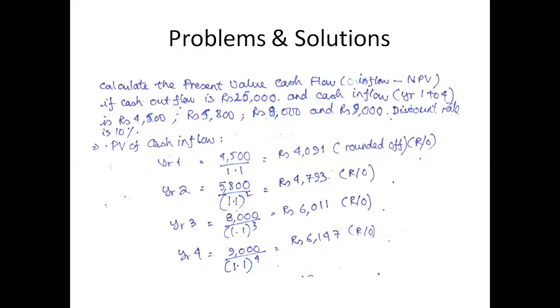This year means the year in which the investment is made. Year 3 is 8,000 divided by 1.1 cube, that is 6011, this is the RO or the rounded off value. And year 4 is 9,000 by 1.1 to the power 4, that is rupees 6147, the rounded off value, that is 9,000 divided by 1.1 to the power 4.